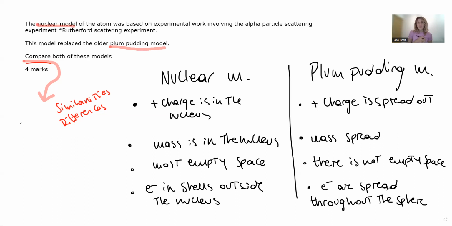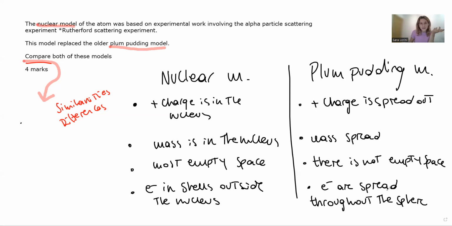Actually, those are all differences. What similarities could we say? As you can see, it's just 4 marks, so you just need to get a few points of this, like maybe 2 points if you use comparative language. What similarities could be mentioned? Well, both have positive charge. Both models show the electrons somewhere.